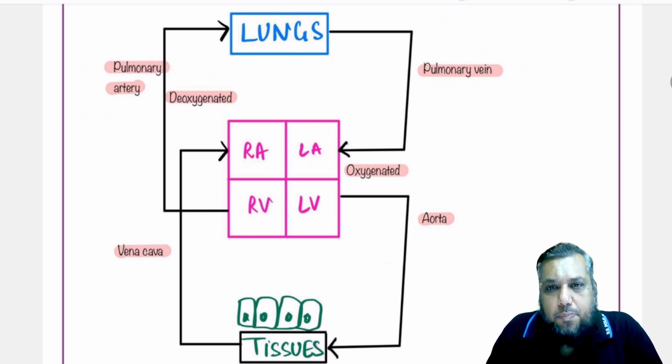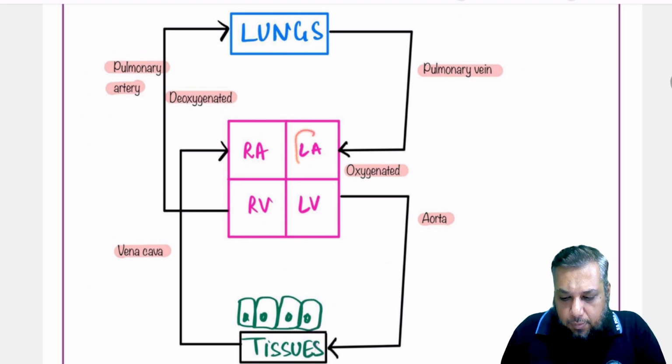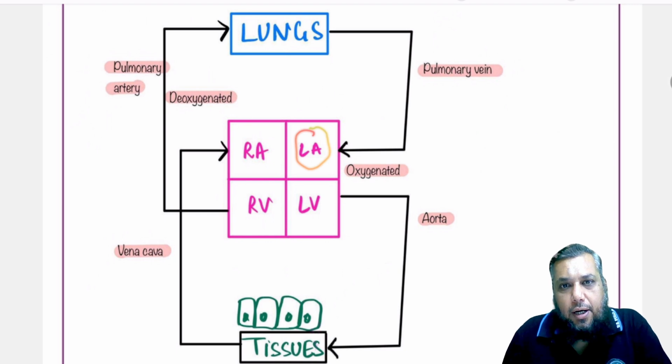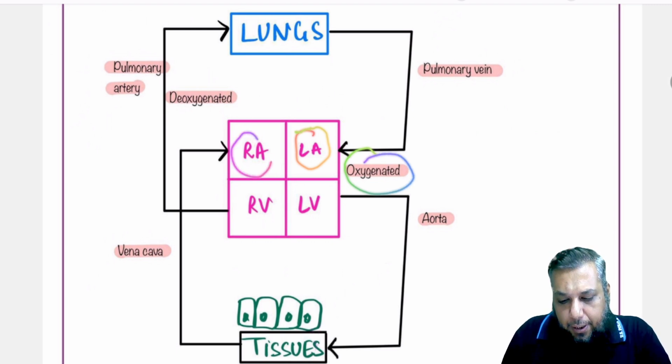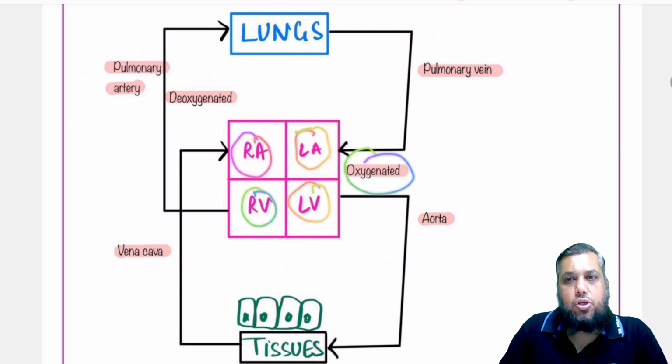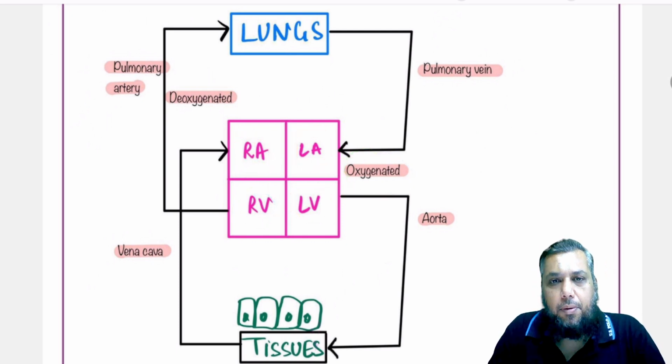So the human heart is perfectly four-chambered. It shows the presence of two atria and two ventricles: the left atrium and the right atrium, the left ventricle and the right ventricle. So the left atrium: left, oxygenated; atria, receiving chamber. So the left atrium is a receiving chamber of oxygenated blood. The right atrium is a receiving chamber of deoxygenated blood. The left ventricle is a pumping chamber of oxygenated blood. The right ventricle is a pumping chamber of deoxygenated blood.